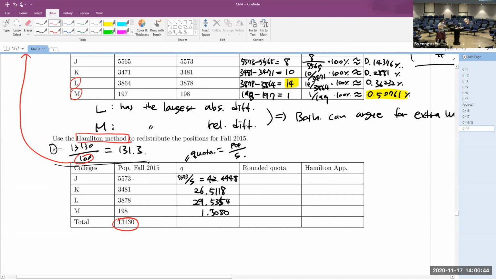Then in the Hamilton method, the rounded quota is just the floor of Q, which means you round down your Q. So here it should be 42, 26, 29, and 1, right? If you add all those numbers, you get 98. But we have 100 positions. So there are 2 remaining positions here.